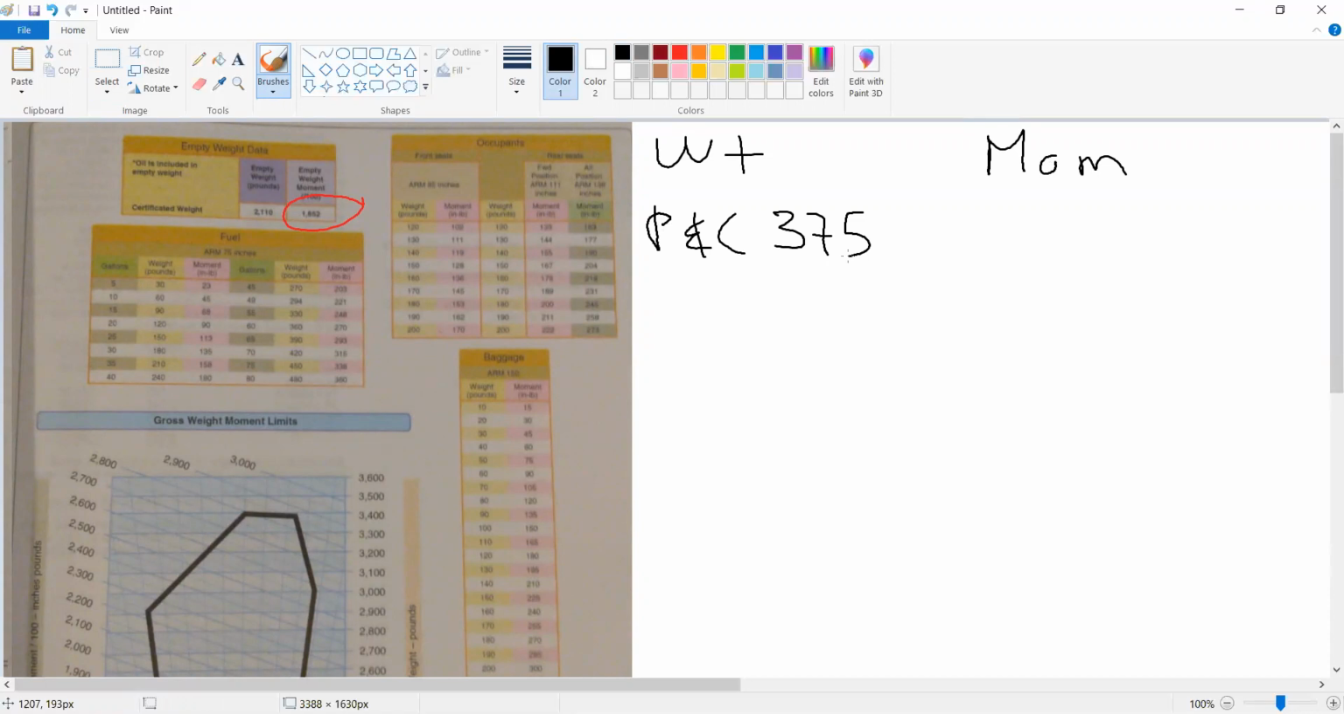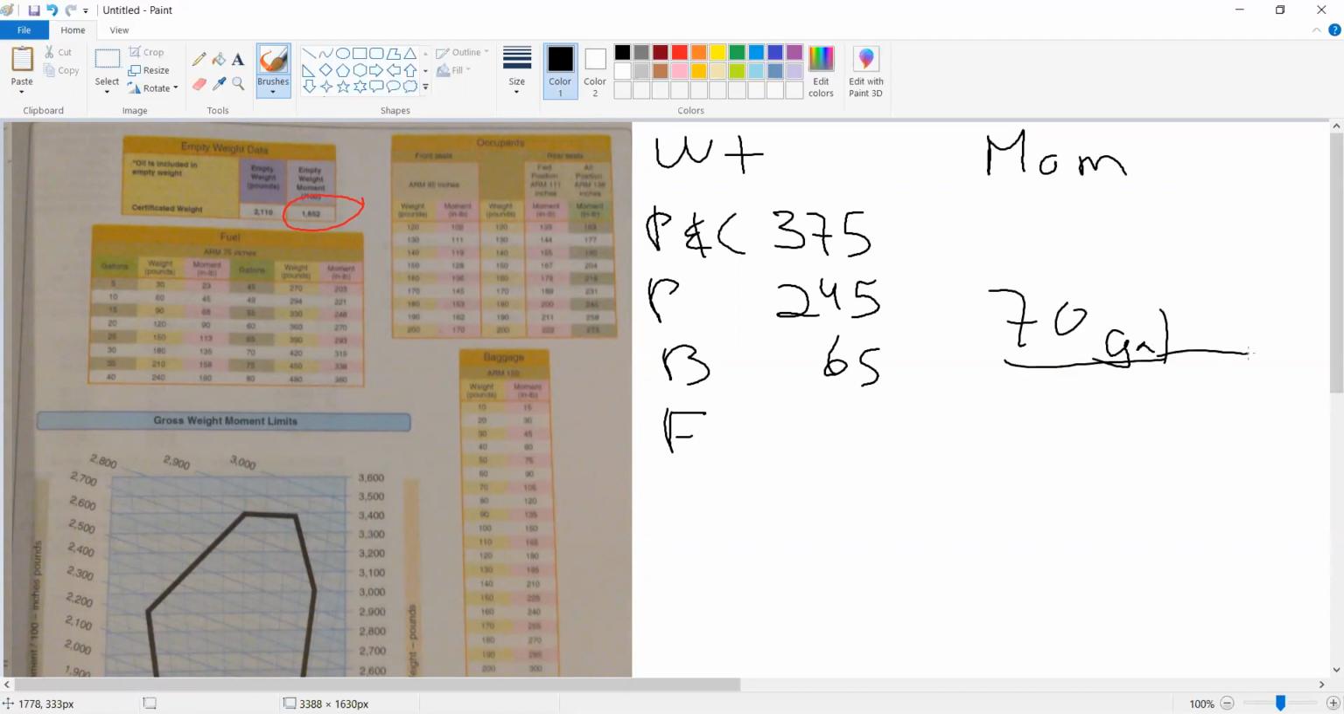Then we have our passengers, 245 pounds. That's fine. We don't need to change anything. Then we have baggage. Baggage is at 65 pounds. That can stay. Then we have fuel. The fuel given is 70 gallons. That needs to change. We know that one gallon is 6 pounds, so we just have to multiply 70 times 6. That will be 420. So we can just write 420 here.